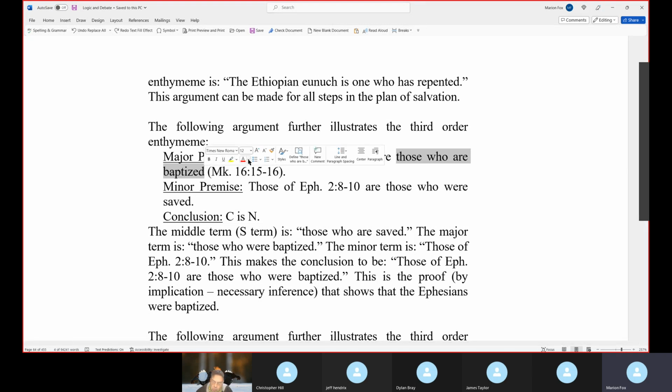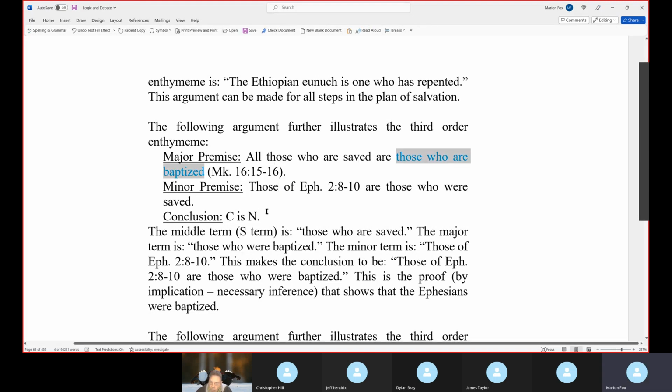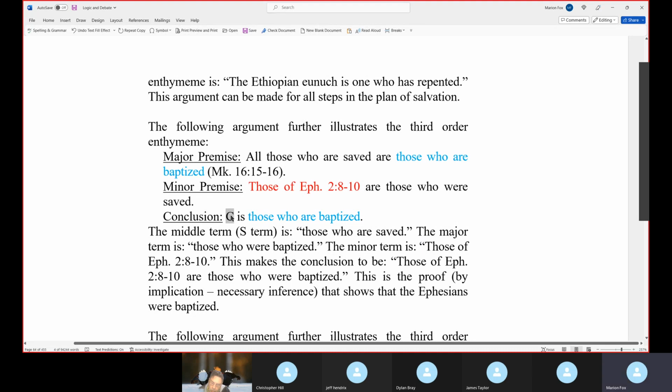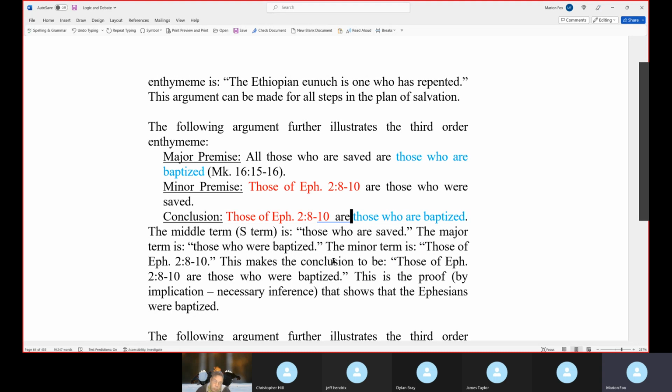Your major term is those who are baptized. So I am going to make this a different color. I'm going to make it blue. There's my major term. I'm going to bring it down here. It's the predicate of the conclusion right there. And now we're going to take our minor term. Those of Ephesians 2:8 through 10. We're going to make this red. And there we are. And I'll change the verb from singular to plural. And now we're in business. I prove there implicitly that those of Ephesians 2:8 through 10 are those who are baptized.